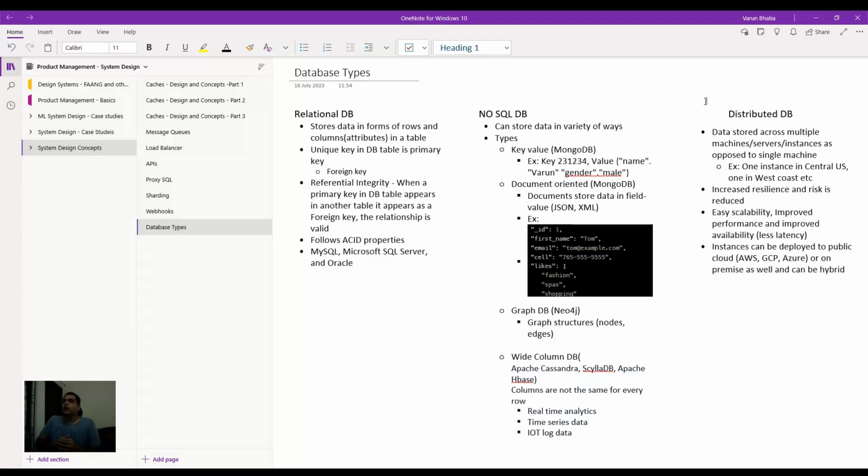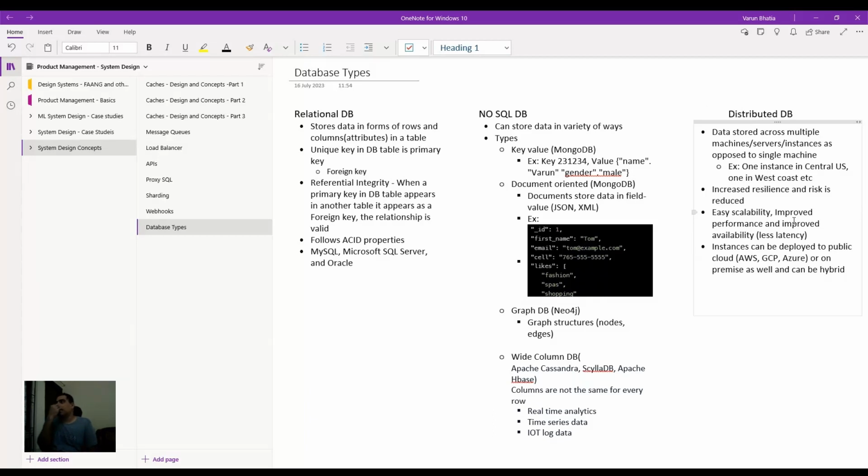But what if you're operating a business in a city? For example, you might have 5 or 6 distribution centers. You might want to store data across the different distribution centers. You're not going to store the data only on one instance, increasing the risk. So you're basically storing data across multiple machines, servers or instances, as opposed to a single machine. Advantages are, obviously, you are reducing the risk of failure and increasing the resilience. Scalability is definitely improved because you can just replicate a particular instance.